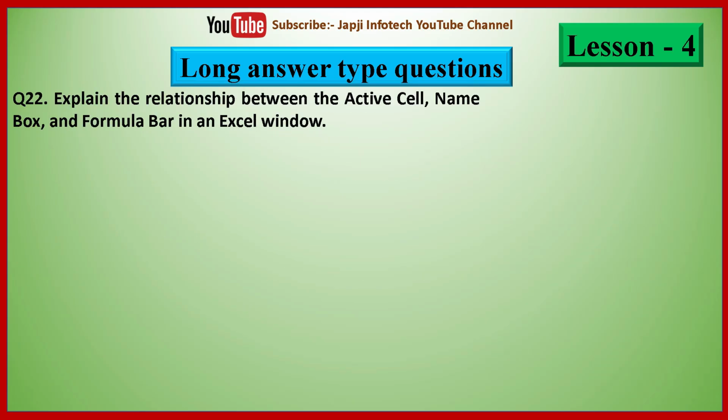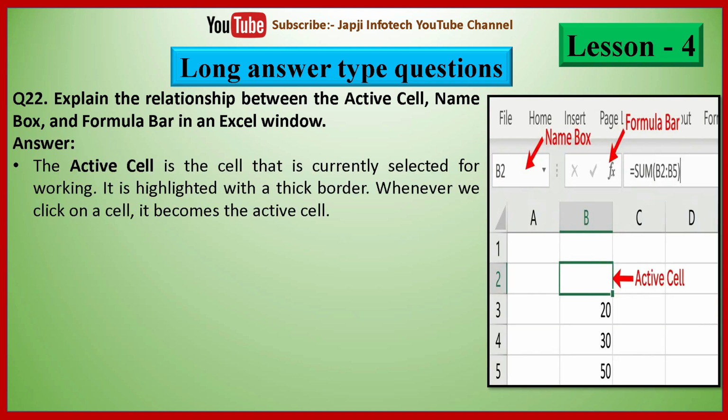The 22nd question is, explain the relationship between the active cell, name box, and formula bar in an Excel window. And the answer is, the first one is active cell. The active cell is the cell that is currently selected for working. It is highlighted with a thick border. Whenever we click on a cell, it becomes the active cell.